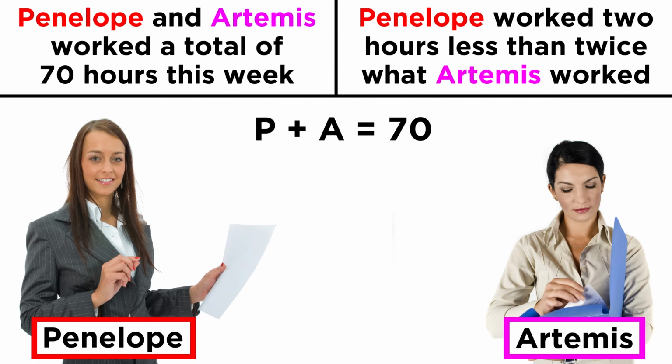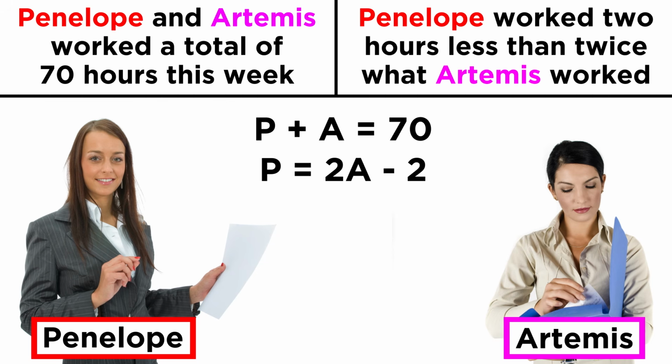The 2 of them worked a total of 70 hours, so let's write P plus A equals 70. Then we know that Penelope worked 2 hours less than twice what Artemis did, so P must be equal to 2A minus 2. There's our 2 equations with 2 unknowns.